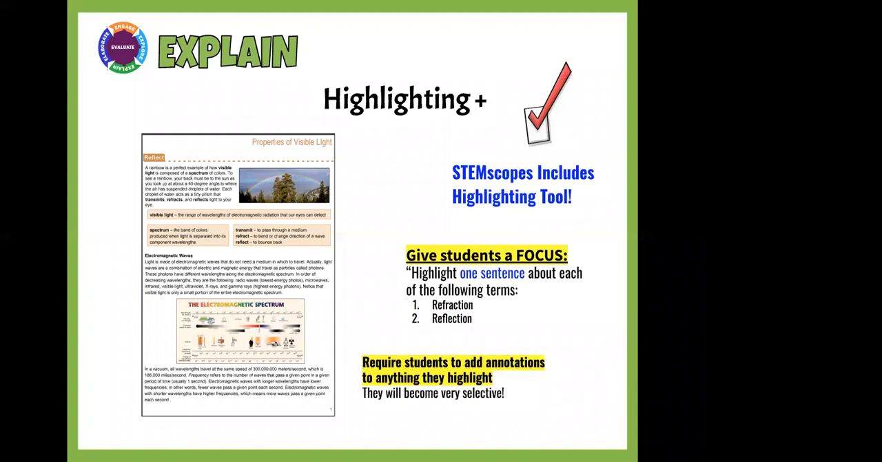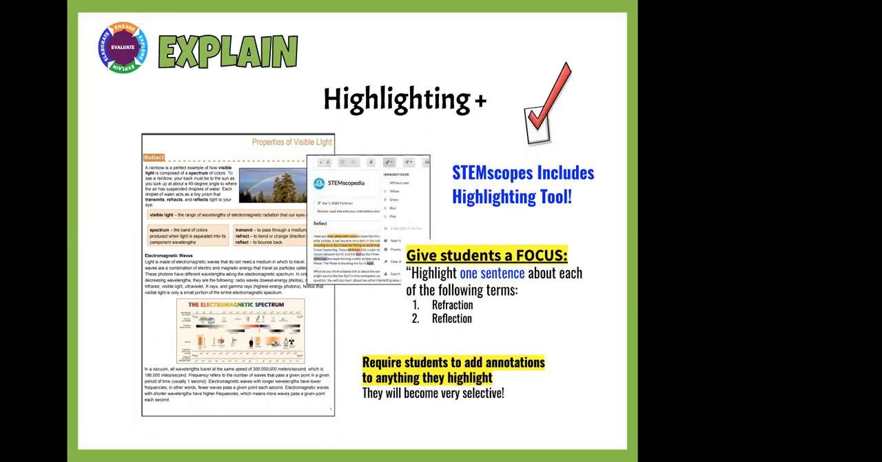Also, another thing you can do, if you are face-to-face, hopefully soon, and your students are highlighting on paper, is have them annotate on the side of the paper why they considered this sentence the most important. And if not, there are some apps like Kami on the internet that allow your students to highlight. If you are a STEMscopes user, you know that our program allows students to highlight the information within their device and also allows them to annotate.